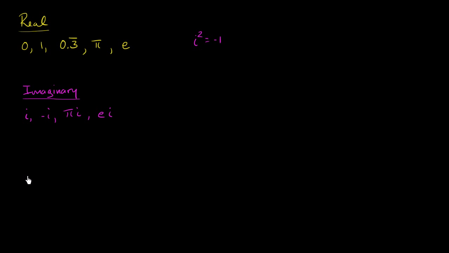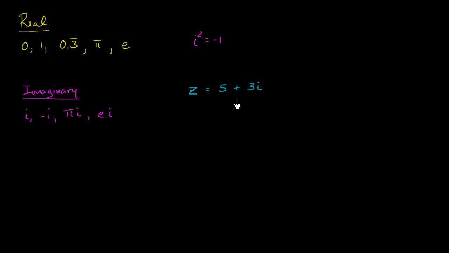So this might raise another interesting question. What if I combined imaginary and real numbers? What if I had numbers that were essentially sums or differences of real and imaginary numbers? For example, let's say I call it z, and z tends to be the most used variable when we're talking about what I'm about to talk about, complex numbers. Let's say that z is equal to the real number 5 plus the imaginary number 3 times i.